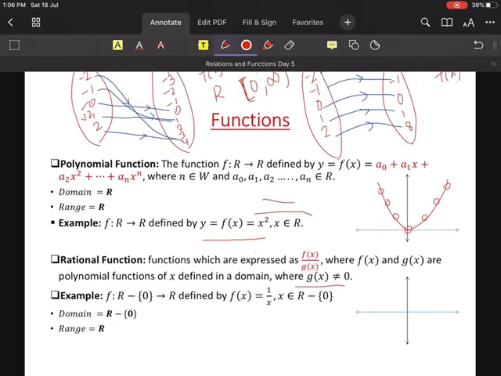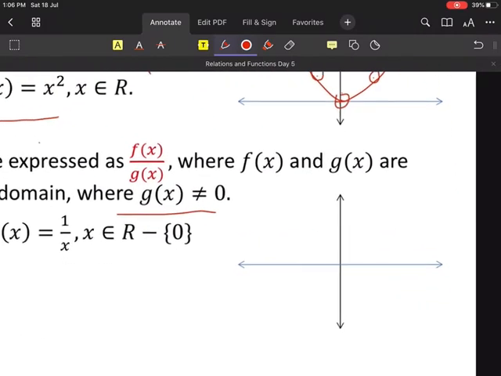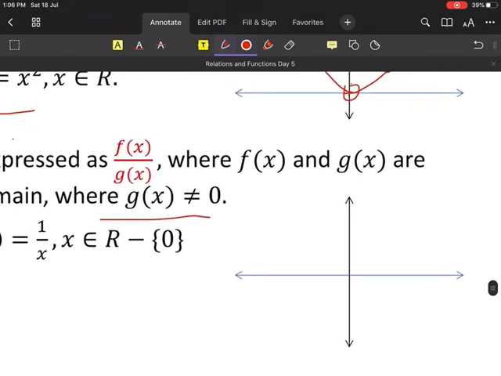Can anybody tell me why they have said g(x) not equal to 0? What's the need of saying g(x) not equal to 0? Because it's the rule of rational numbers, sir, where we express in the form of p by q and q is not equal to 0. Why do they say that? What is the reason behind that rule? I know it's a rule.